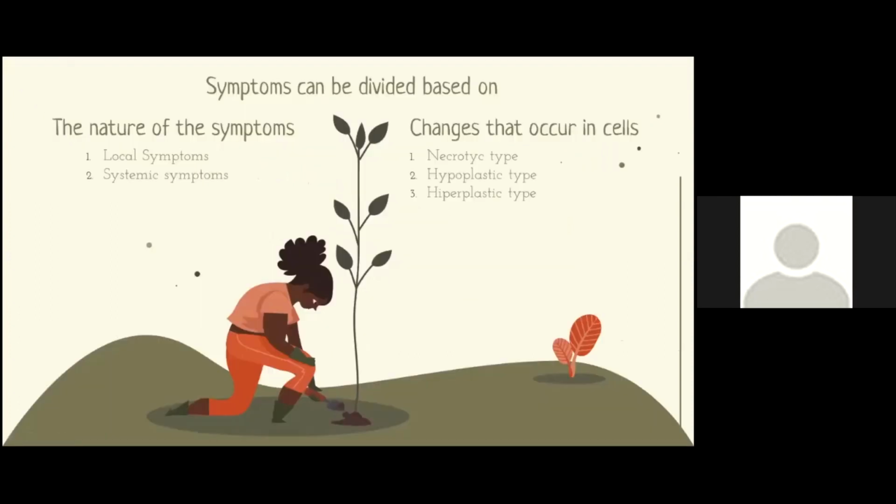Symptoms can be divided based on: 1. The nature of the symptoms: 1. Local symptoms. 2. Systemic symptoms. 2. Changes that occur in cells: 1. Necrotic type. 2. Hypoplastic type. 3. Hyperplastic type.